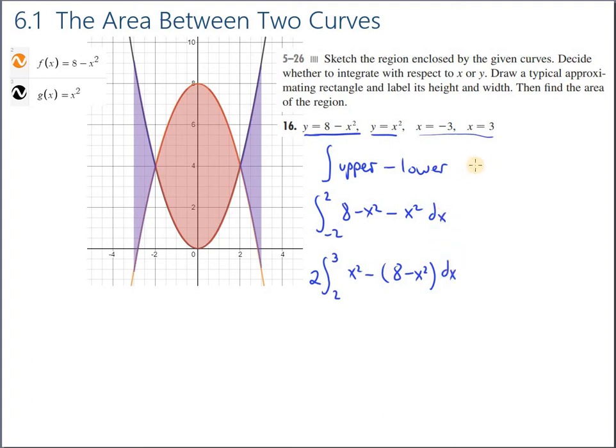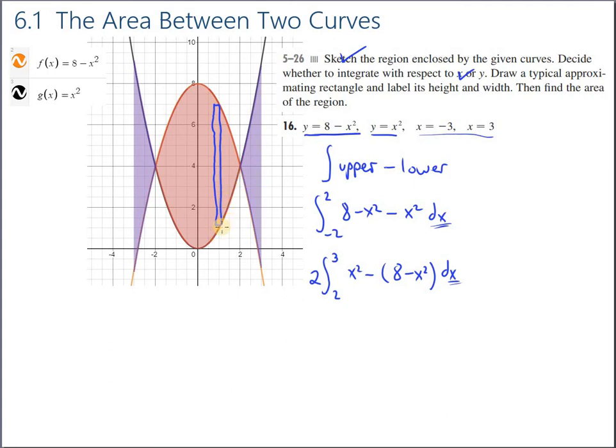Okay, so let's talk about their extra bits of information. So we did sketch the region, we did that. I am going to decide to integrate with respect to x. Notice my two integrals here both have dx. Draw a typical approximating rectangle. And what they mean by that is going all the way back to the Riemann sum and saying, hey, the rectangle now wouldn't go all the way down to the x-axis. It would go down to where it hits the other curve. So I'm going to say there's one little approximating rectangle.